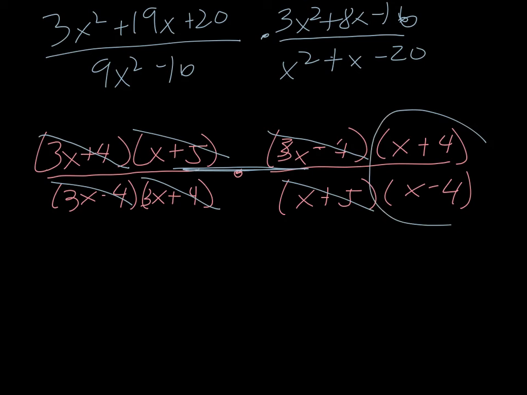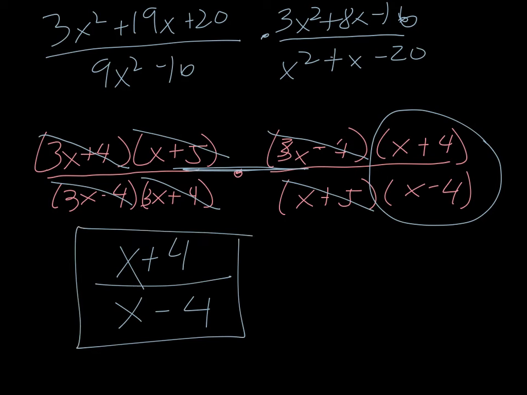These cannot cancel. There's an addition and there's a subtraction right here. So my final answer would be x plus 4 over x minus 4. Remember, you have to factor and cancel on top and bottom.